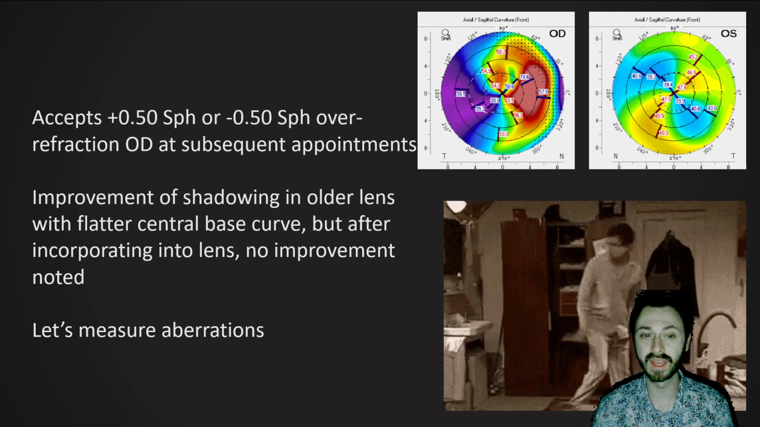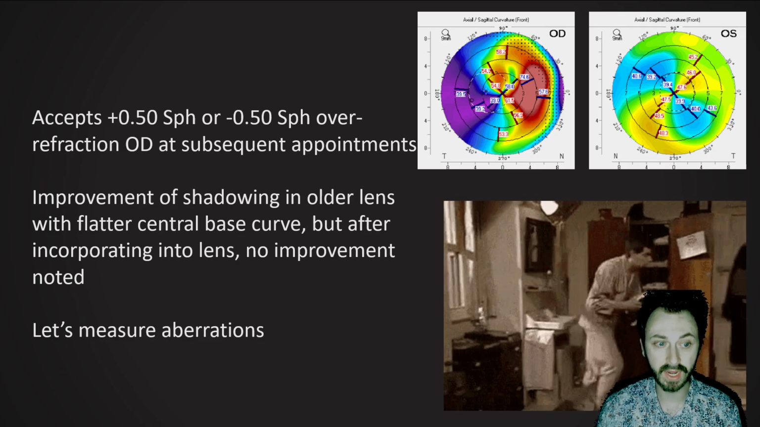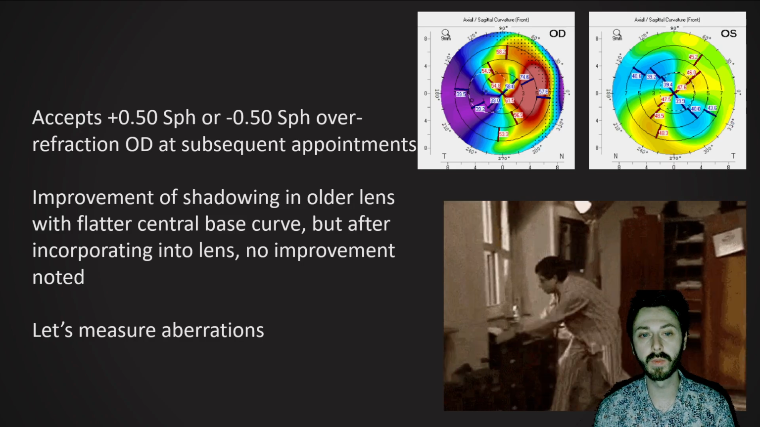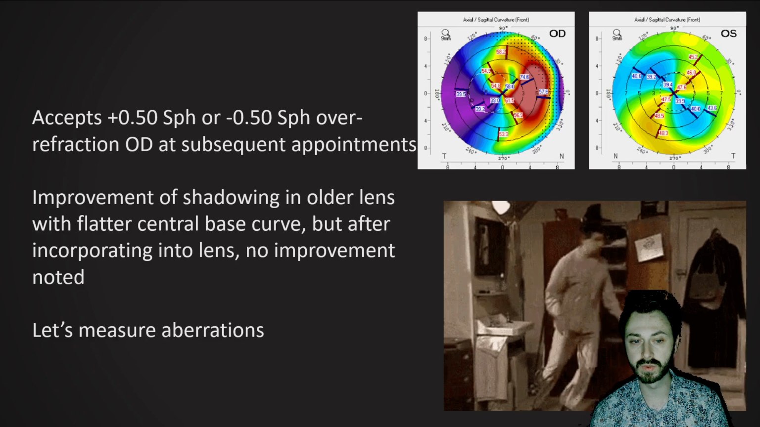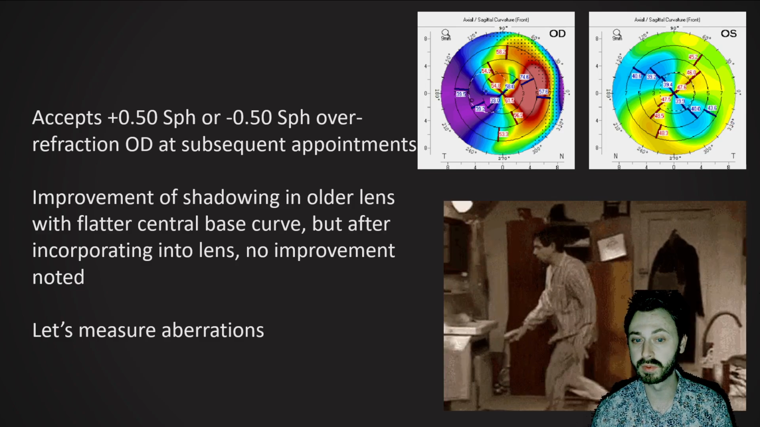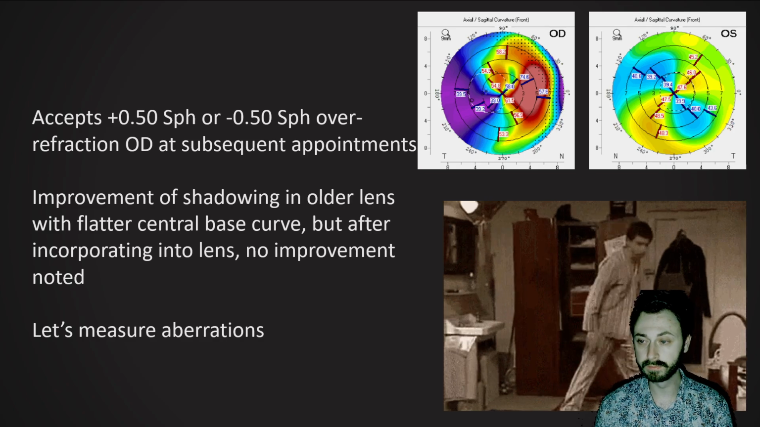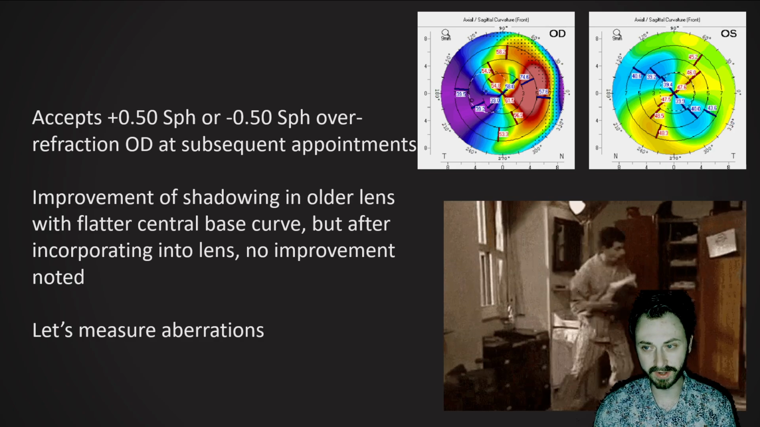She does say that when we tried an older lens that had a flatter central base curve, it's a little bit better. The shadowing is a little bit less. But then once we put it into a lens with her actual prescription, no improvement. She's exactly the same. So at some point I said, let's check.